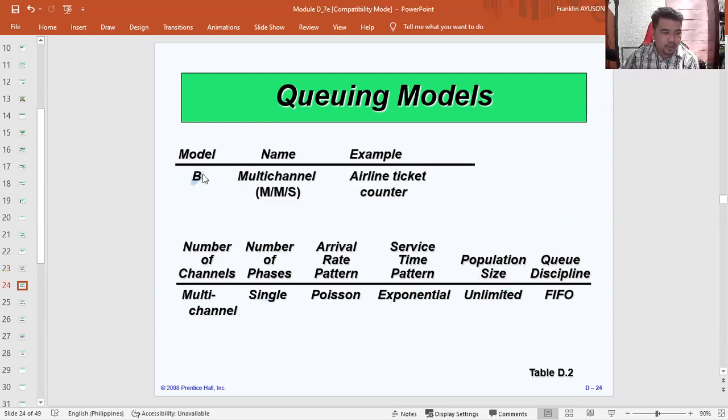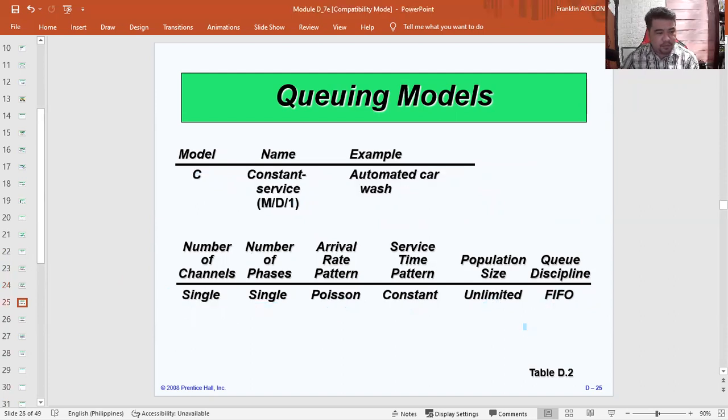Okay, for another model, Model B, we'll have the multiple channel or the M/M/S. Okay, this time you have the airline ticketing counter working in a multiple channel system. A number of phases, sige, single lang muna tayo. Okay, single phase lang. Isa lang. Okay, arrival rate, Poisson. Okay, service time pattern, exponential. Again, population size is unlimited. First in, first out for FIFO discipline.